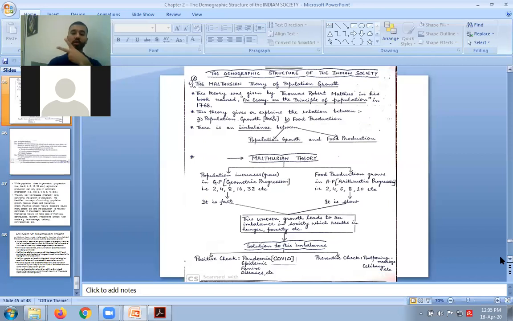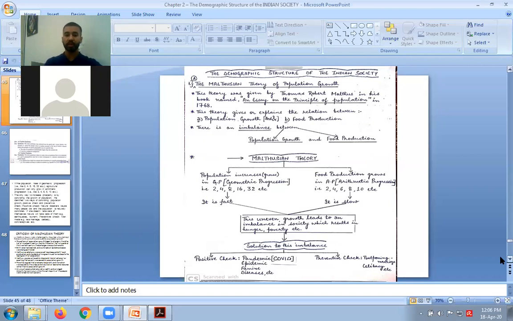He gave two solutions: positive check and preventive check. In positive check, he talked about pandemics, epidemics, and diseases that come into society and take the lives of many people. You may relate this to the present situation going on right now in the form of COVID-19. Many people are dying. So what is happening due to this? The population growth is coming down, or the population is going down to a lower level, right?